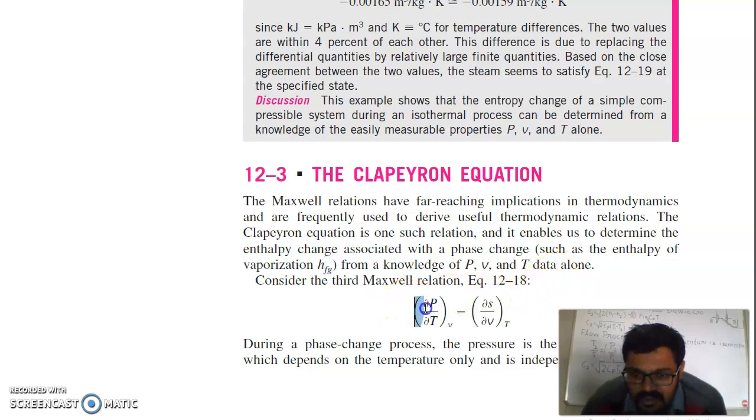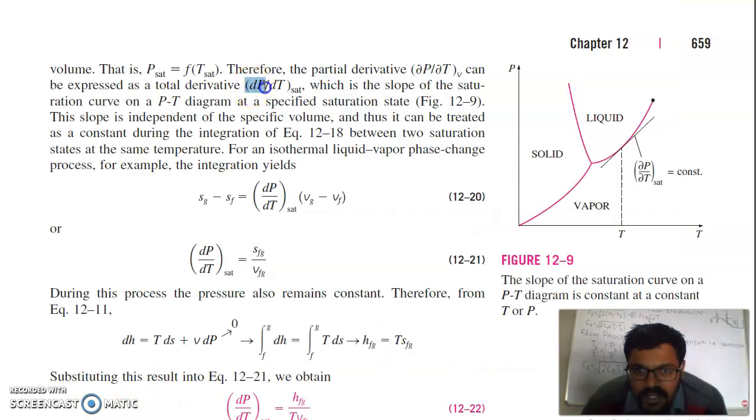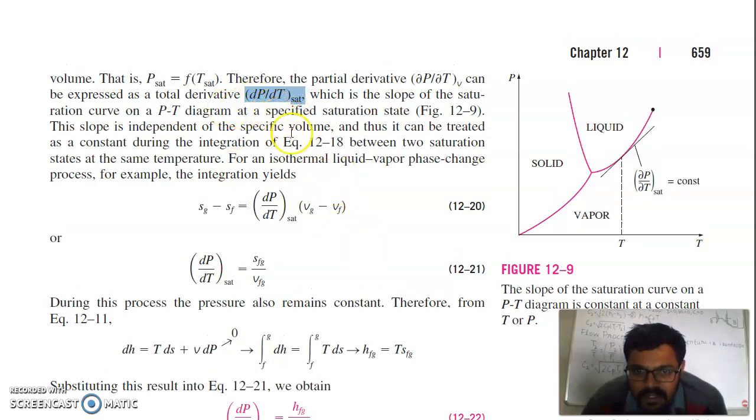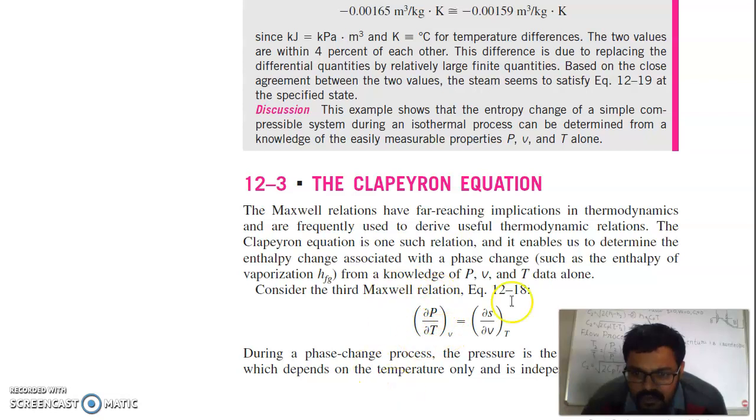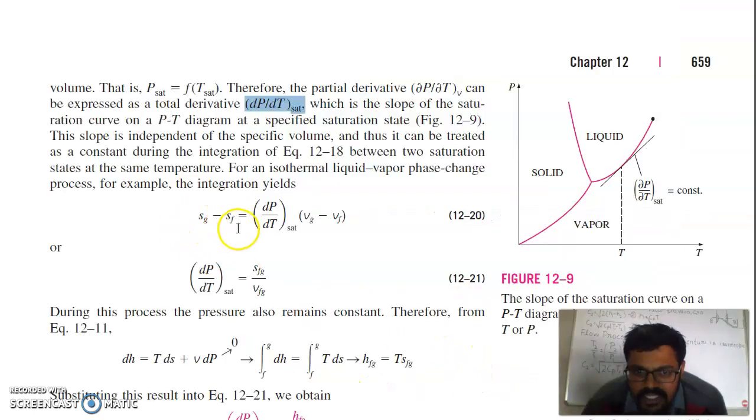So take this Maxwell relation which we had read above: (∂P/∂T) at constant volume is equal to (∂S/∂V) at constant temperature. During a phase change process, the pressure is the saturation pressure, which depends on temperature only and is independent of specific volume. So this ∂P/∂T becomes dP/dT saturated, and we replace it here. When you integrate, you will get sg minus sf equals (dP/dT) saturated times (vg minus vf).